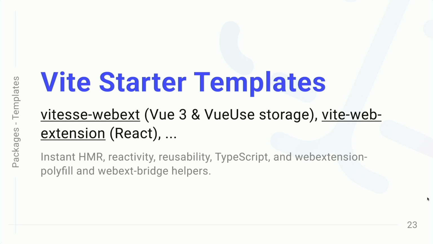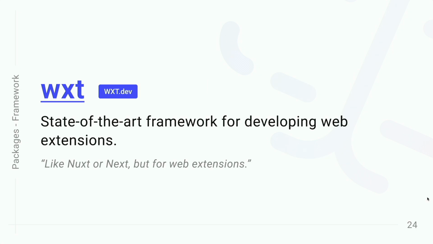So for example, we have Vitesse WebEx that was created by MadVue, the guy in the Vue community who is creating everything, basically. And then we have Vite web extension for React. So for every major framework, you will have a template. But there's a kind of next vibe with WXT, an opinionated framework to create web extensions that does most of it for you. You just need to think, okay, I want this feature, I will implement my Vue code and forget about it, because they will have all the capabilities for me.